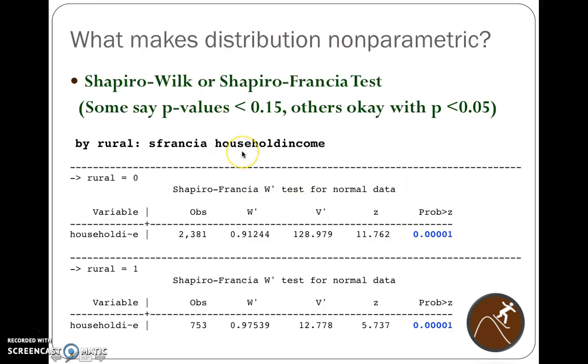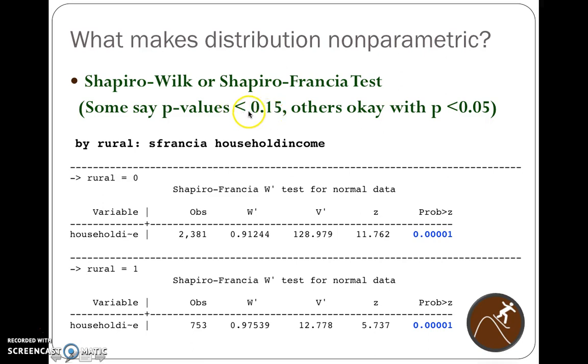So how do we test? Those should be review. How do we test for whether or not a distribution is normal? For smaller samples, when you've got less than a couple thousand, maybe a Shapiro-Wilk test would be better. But when you've got larger samples, like 3,000 or 4,000 or even more observations, the Shapiro-Francia test is viewed to be appropriate. Some folks will actually set the p-values to do normal statistics at p-values that are above 0.15.